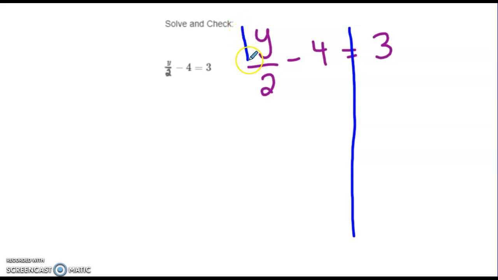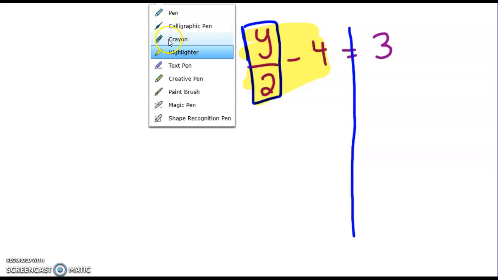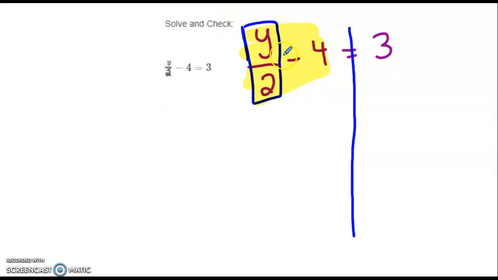It doesn't matter if you box just the top or the whole thing. Usually, to begin with, I box the whole thing because I know that when I look, I've got to get rid of the number that is not attached to x first or to y first. In this case, the 2 is attached to the y, so I have to get rid of the minus 4 first. The opposite of subtracting 4 is adding 4. And whatever you do to one side, you have to do to the other. So I'm going to add 4 to both sides.